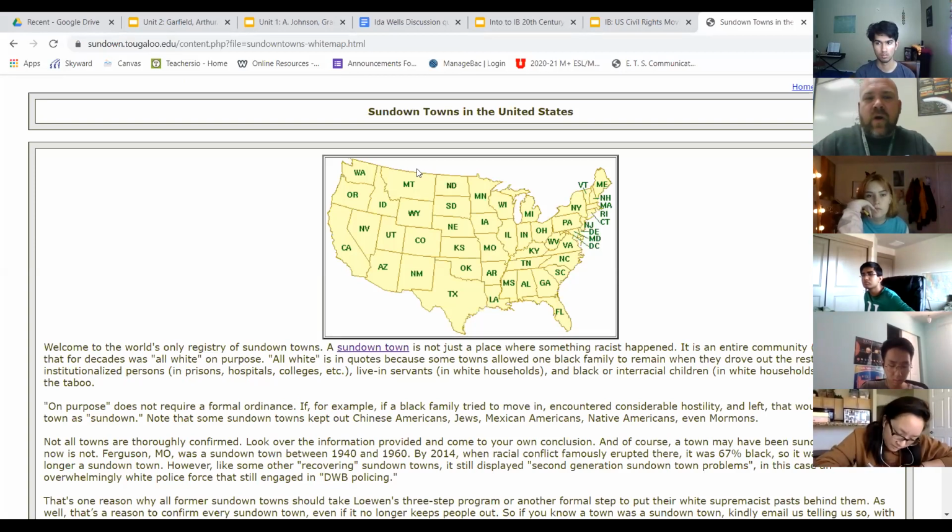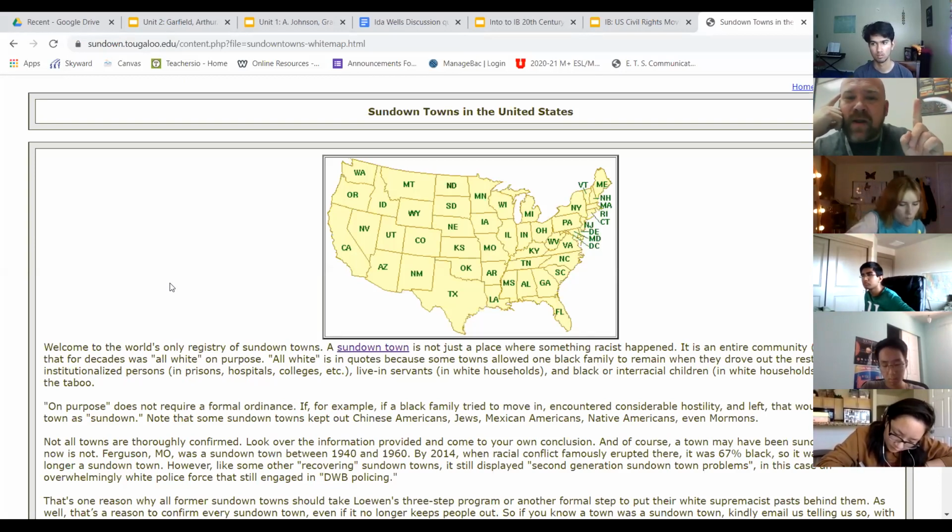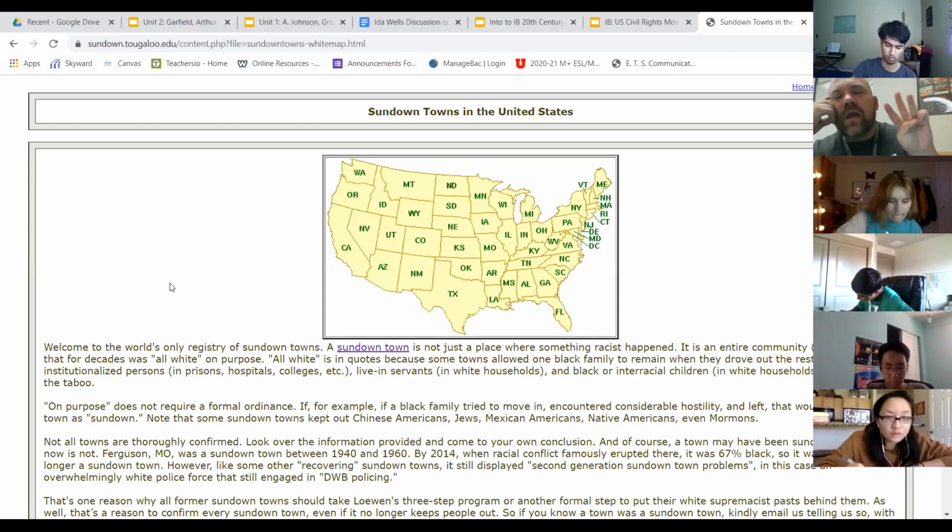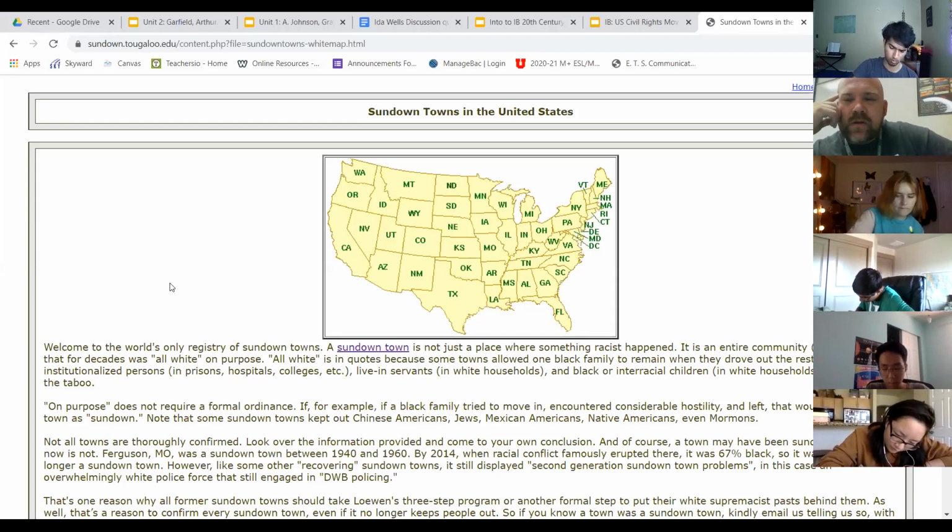Okay, so a sundown town usually is, and this is how they define it, a town that did have a black population at one point. It doesn't have to be black necessarily, but it did have a non-white population at some point. That non-white population became the victims of violence and were kicked out of the town. And then the town was maintained whites only for a period of time. Wilmington, North Carolina became a sundown town after the massacre.